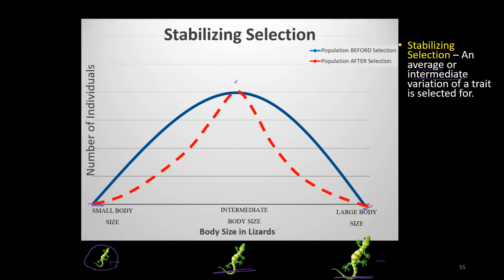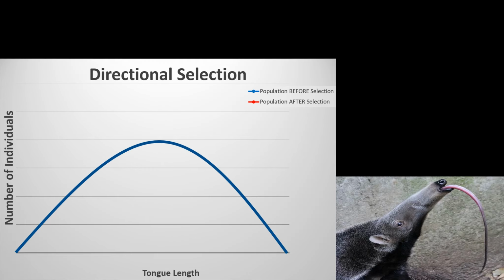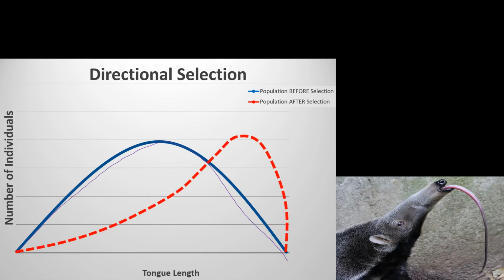The second type of selection is directional selection. Now, let's say we have our starting population, and there is a selection, there's a change, and this one is going to be tongue length, and we're looking at the tongue length of anteaters, okay? Let's say if we graph the change in population after selection, we'll see that there's an increase in those with a longer tongue, okay? And we would call this one directional selection.